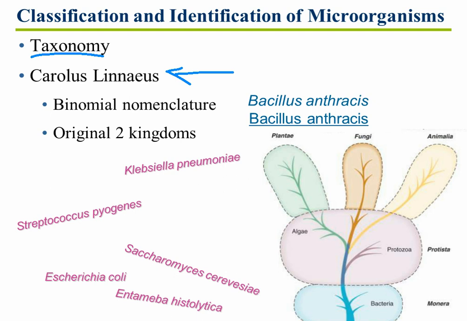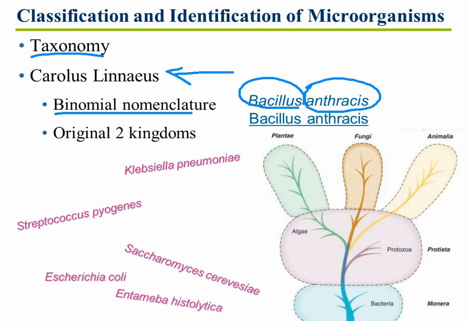Anyway, so he's got another claim to fame, and that is he came up with a way of naming these things. It's a two-name naming system called binomial nomenclature. Binomial, two names, nom, name. Nomenclature, a naming system. So you see over here, genus, first name, species, second name.